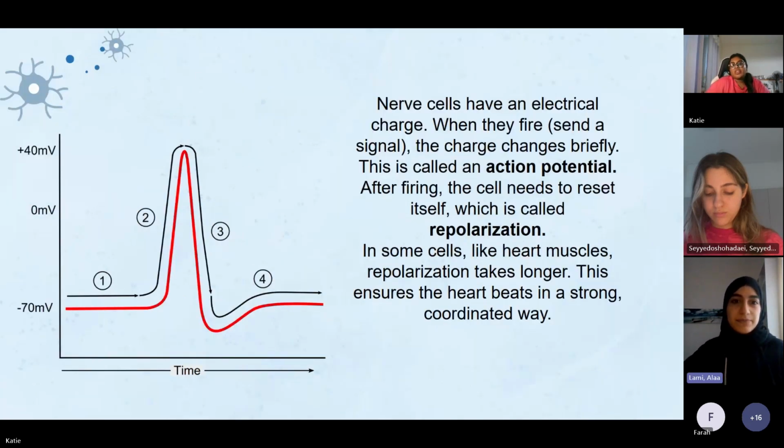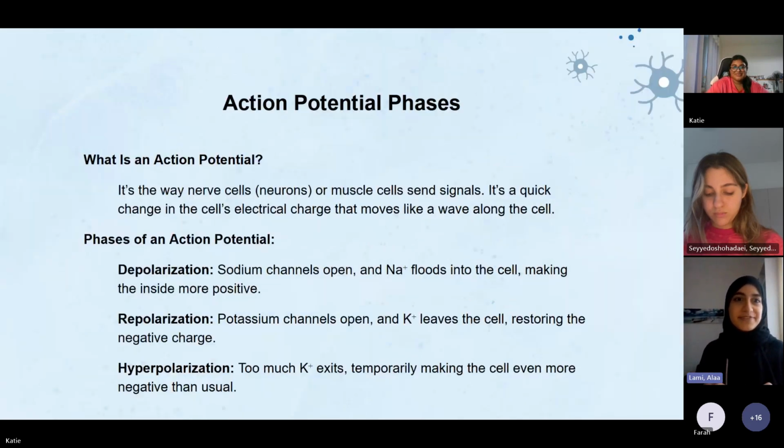All right. This slide has already been described, so I won't explain it again. You can move. This as well. You can move.